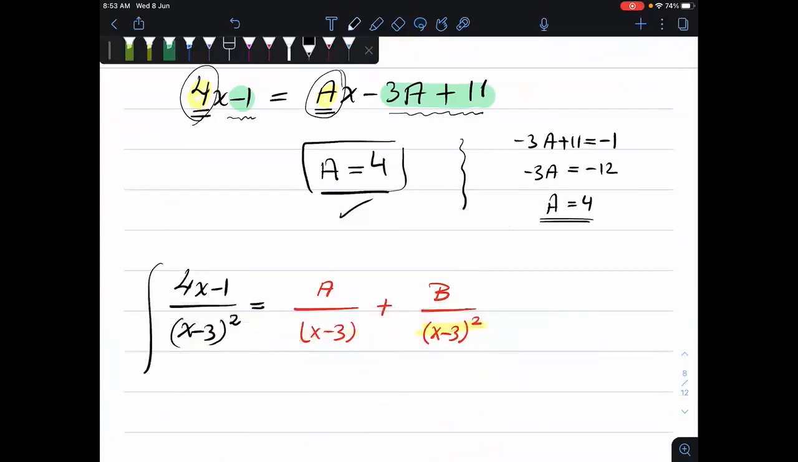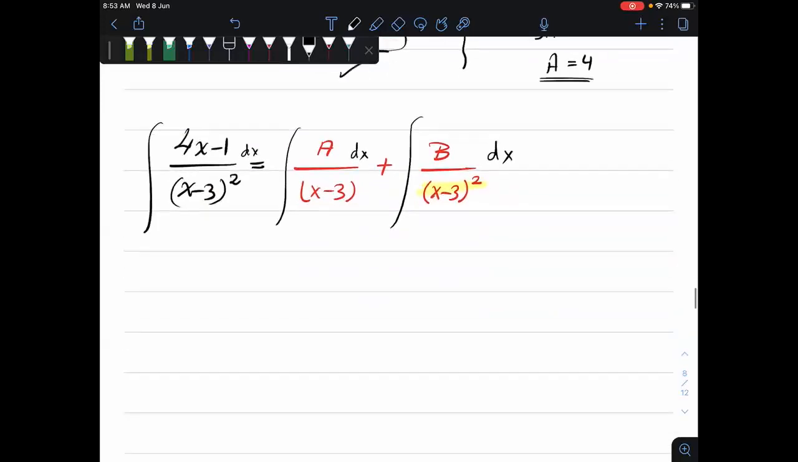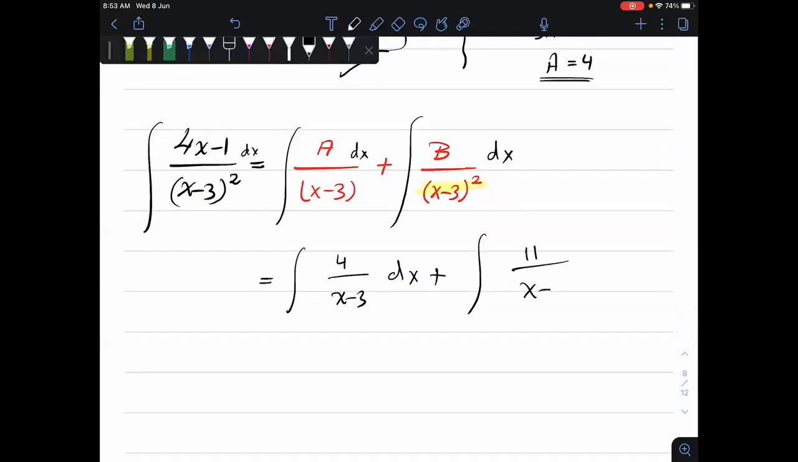The integral of this question with respect to x is equal to the integral of a over x minus 3 dx plus the integral of b over x minus 3 all squared. The value of a is 4 over x minus 3 dx plus the value of b was 11 over x minus 3 all squared dx. In the first term, 4 over x minus 3 has an integral of 4 ln absolute value of x minus 3. And we explained why before.